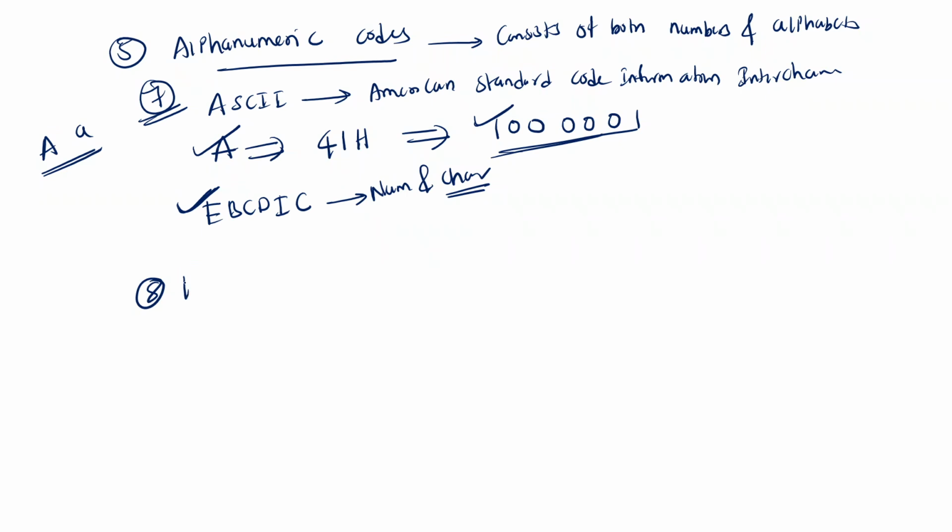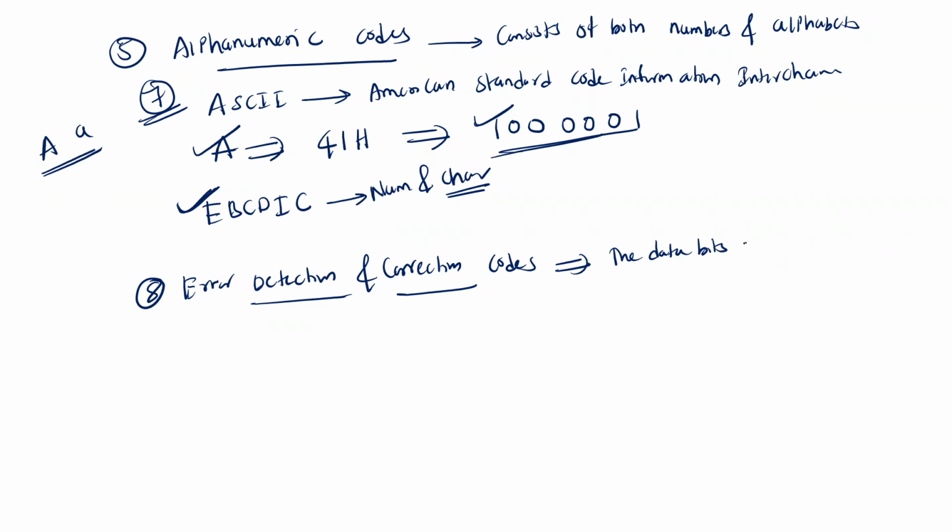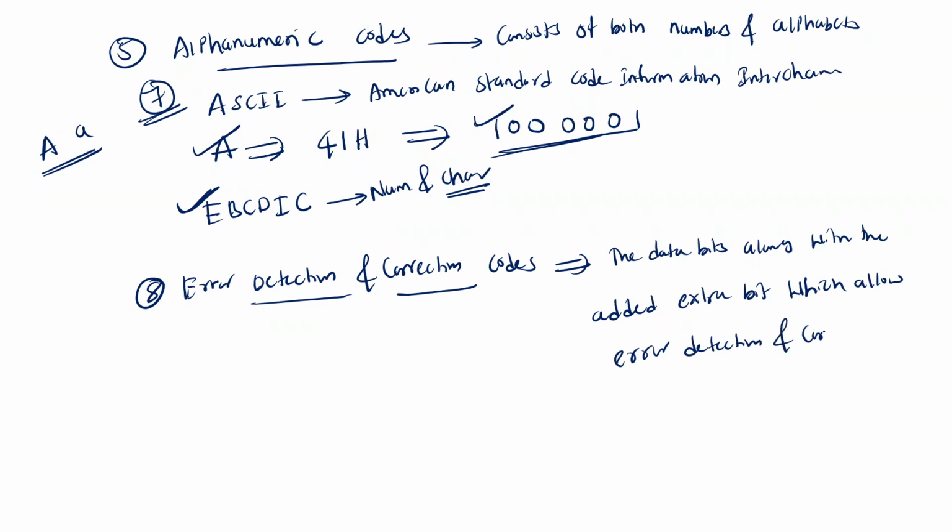Next you have error detection and correction codes. What are error detection and correction codes? As you have already seen in communication, you check the data, and you send some extra bits along with the data bits. The added extra bit allows error detection and correction, so we are using it as an error detection and correction code.